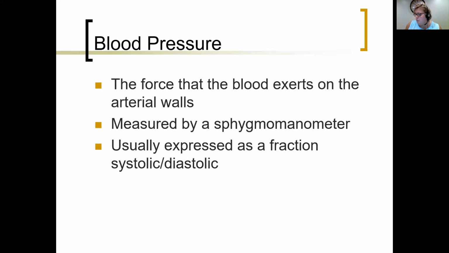And typically your blood pressure is expressed as a fraction. The top number on that fraction is systole, or the pressure when the heart is beating, and the bottom number is diastole, or the pressure in the arteries as the heart is resting. And there's a picture of a sphygmomanometer on page 409. And we use the brachial artery to measure a blood pressure.